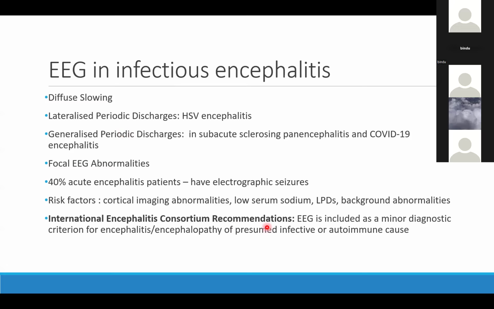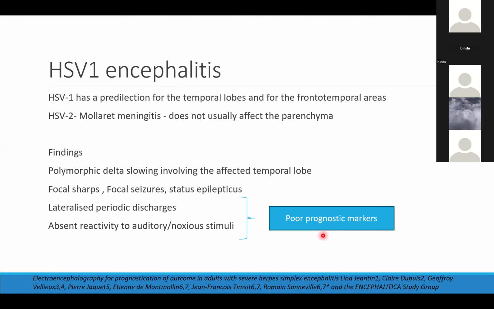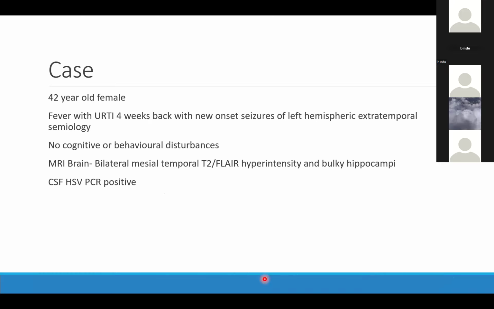International Encephalitis Consortium recommendation has included EEG as a minor diagnostic criterion for encephalitis or encephalopathy of presumed infective or autoimmune cause. HSV1 has predilection for the temporal lobes and frontotemporal region, and findings include polymorphic delta involving the affected temporal lobe. There can be focal sharps, seizures and status epilepticus, lateralized periodic discharges, and absent reactivity to auditory and noxious stimuli, which are poor prognostic markers in HSV encephalitis.